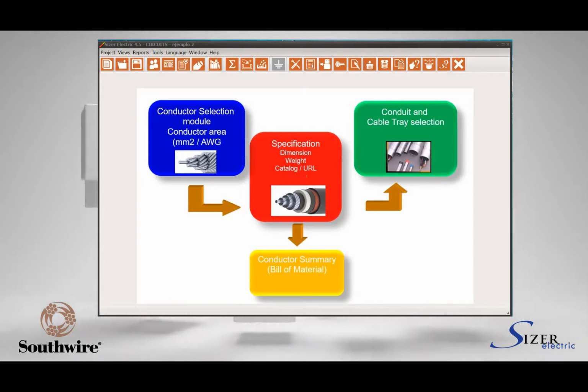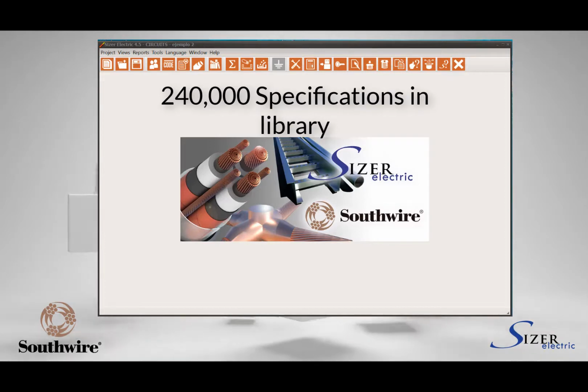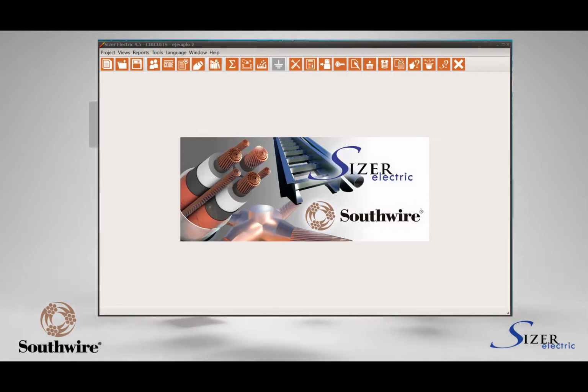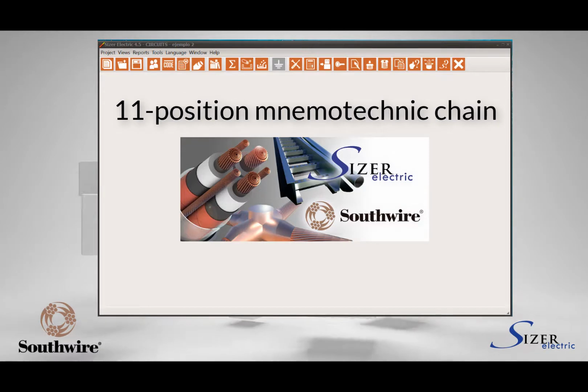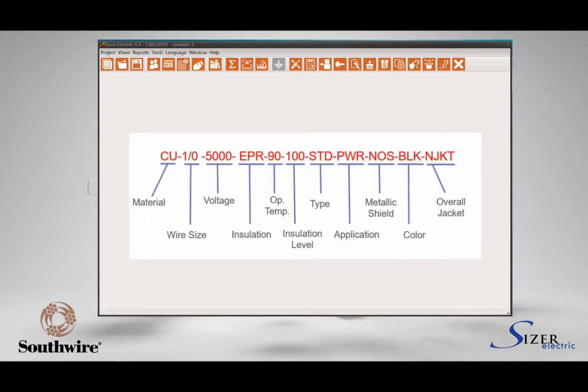The Southwire Electric library has more than 240,000 specifications for conductors, which describe the cable features. Each individual specification is identified as a Technic chain of 11 positions. First, we need to be familiar with the way the specification name is integrated.